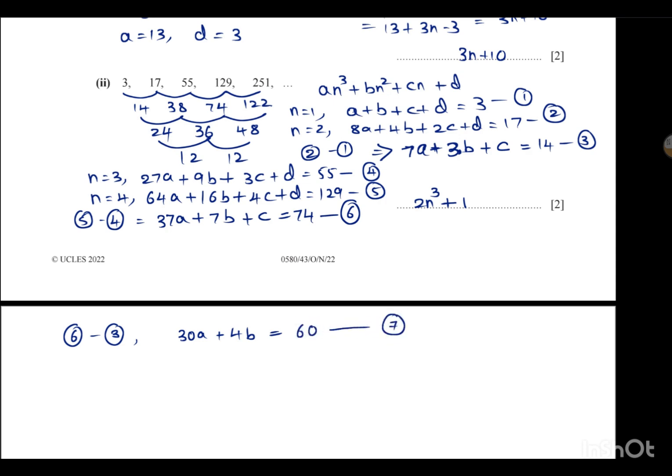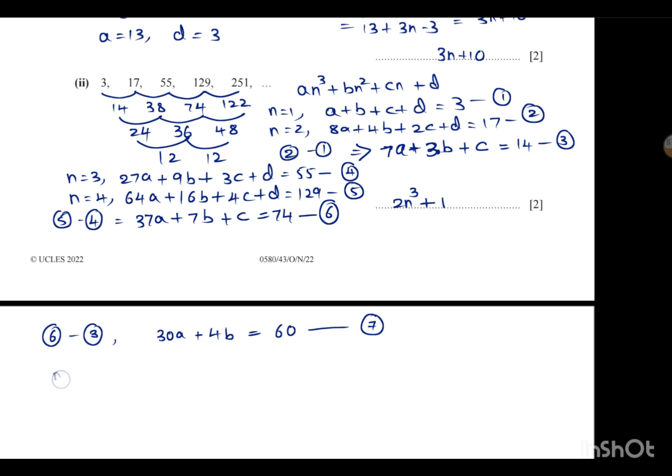Now let us make one more equation of the same a and b. First we have not taken n is equal to 5, so let us take that. N is equal to 5. So the equation will be 125a, because n cube is 125, n square is 25, so 25b, n is 5, so 5c plus d is equal to 251. This is equation 8.